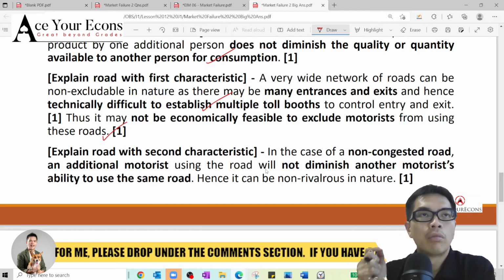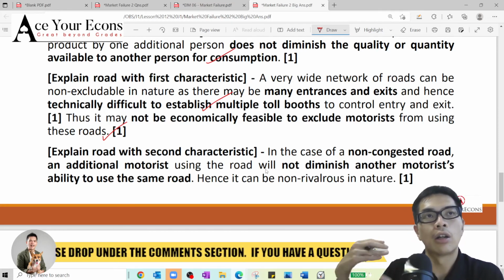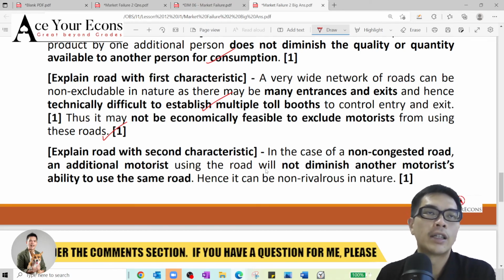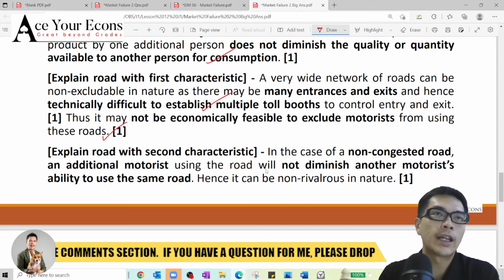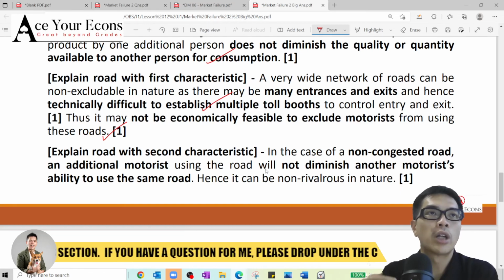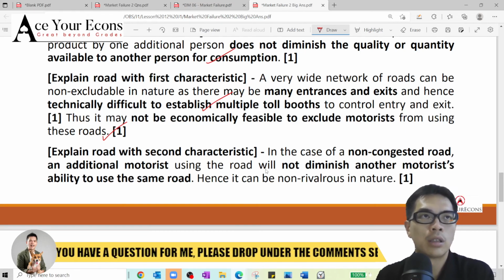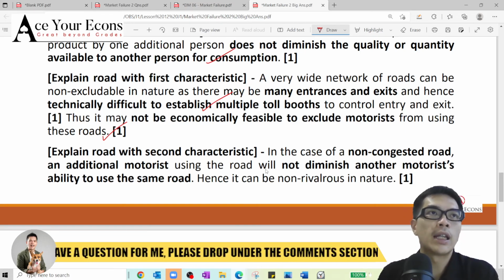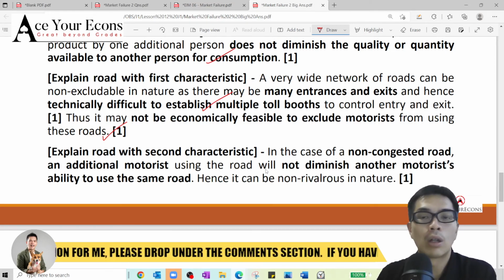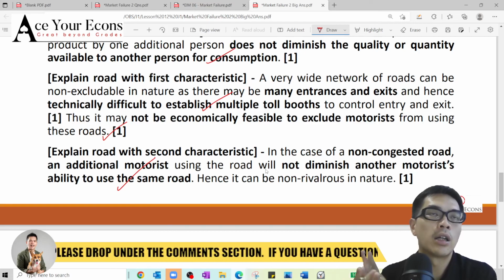Likewise, for non-rivalrous, I'm looking out for the attempt to illustrate how, when one motorist consumes road usage, it would not affect others. So the condition for not affecting others would be what? A non-congested road, or traveling during non-peak season or non-peak hours. Non-peak hours suggest that the road is not congested. And when it's not congested, it simply means that the consumption of the road by one user is not going to deprive the other in terms of quality or quantity. Is everyone following me? So remember, it's the attempt to illustrate NE and NR in play.